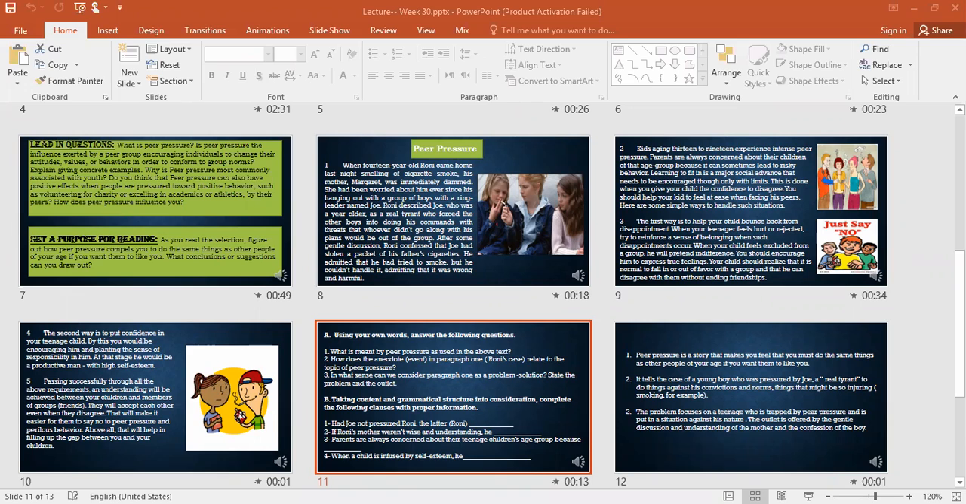Okay, yalla guys, what is peer pressure? In general, in two words, what is peer pressure? Pressure from your friends. Pressure from your friends to do what? To do dangerous stuff and bad stuff. To do dangerous stuff, bad stuff, very good.